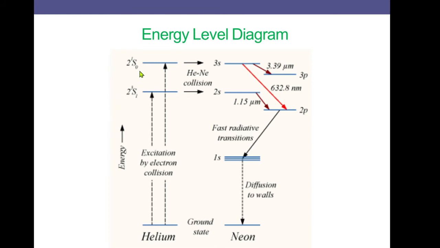2s1 and 2s0 collide with the neon atoms in the ground state, and an exchange of energy takes place. This causes the excitation of neon atoms to the levels 2s and 3s.